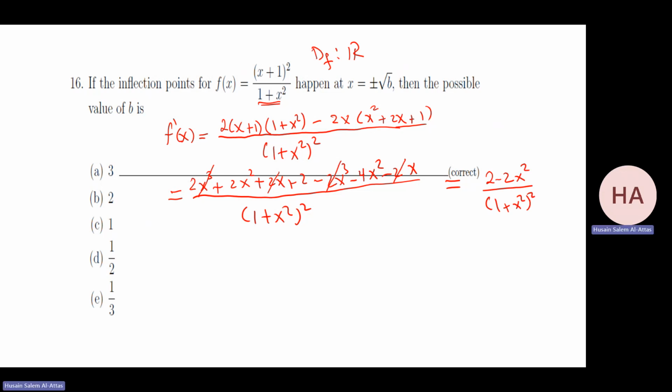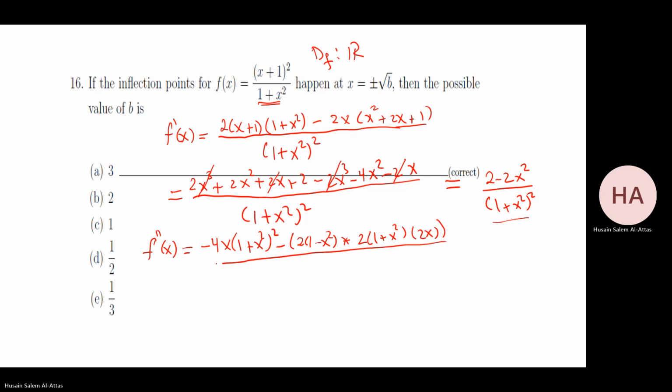Okay. Now we'll do F double prime. I'm getting what? Minus 4x times this, minus this. I can rewrite it as 2 times (1 minus x squared) times the derivative of this. What is that? 2 times (1 plus x squared) to the power 1 times 2x, over this to the power 4. And that will be equal to what?